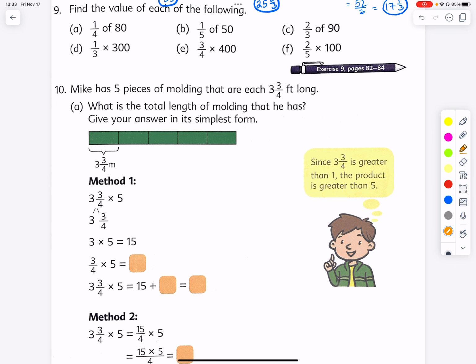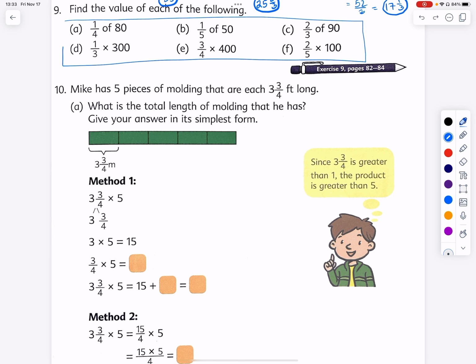I'm still on page 83. Let me put a nice box around it, because I think this is quite easy. Yeah, you cannot even make a box. Okay, sure, let's leave it at that.